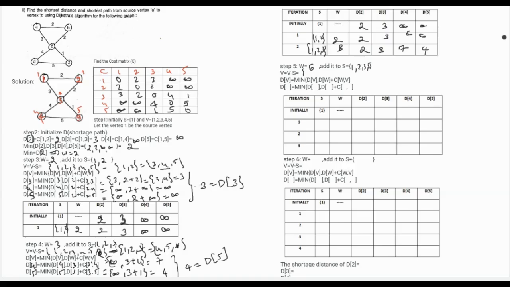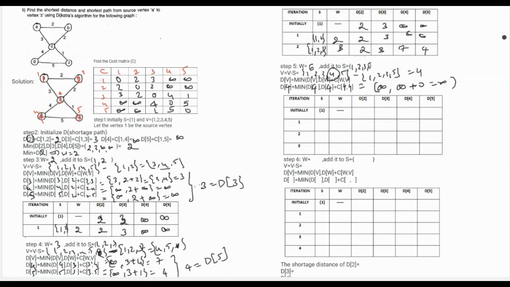Now moving to the next one, you get 1, 2, 3, 4, 5 minus 1, 2, 3, 5. So we are left with 4. Now we'll find it for 4. D4 will be D4 comma W, and W will be 4, 4 comma V is also 4. So D4 is infinity, comma D4 is infinity plus 4 to 4, which means fourth column, fourth row, it is 0. So the answer will be infinite.